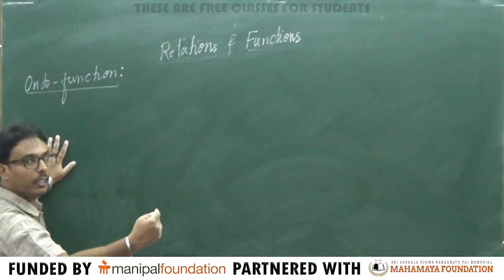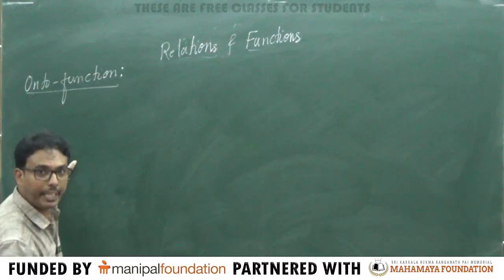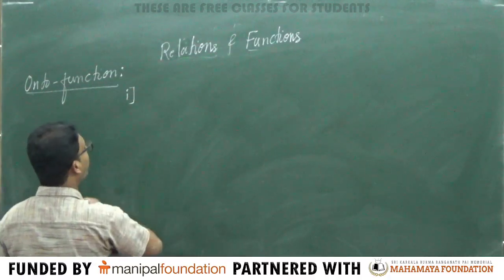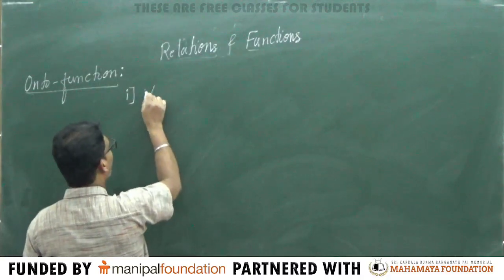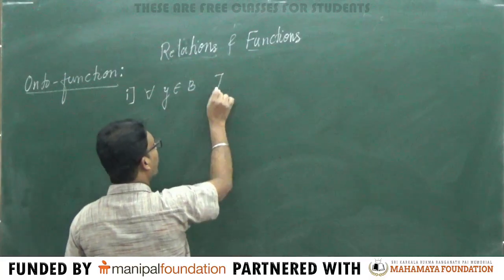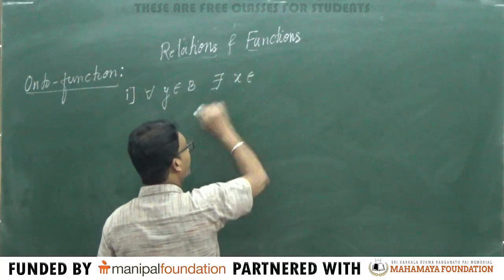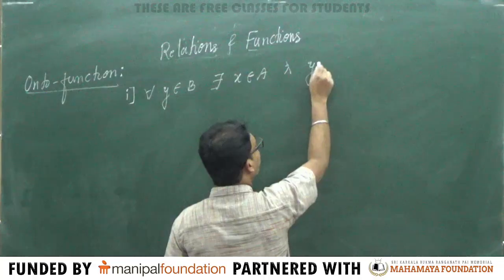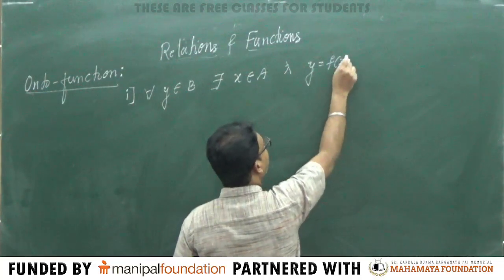Then to prove whether a given function is an onto function, one of the methods is: for all y belongs to the codomain set, there exists x in the domain set such that y is equal to f of x.